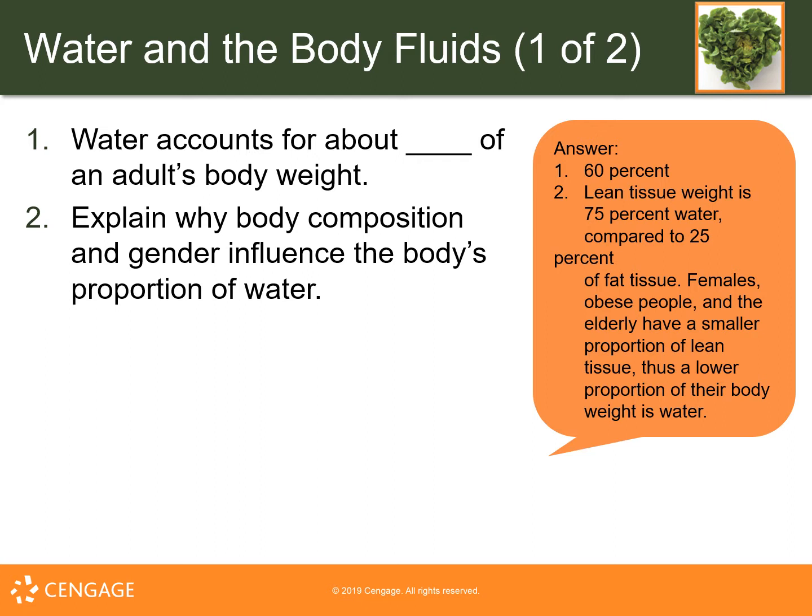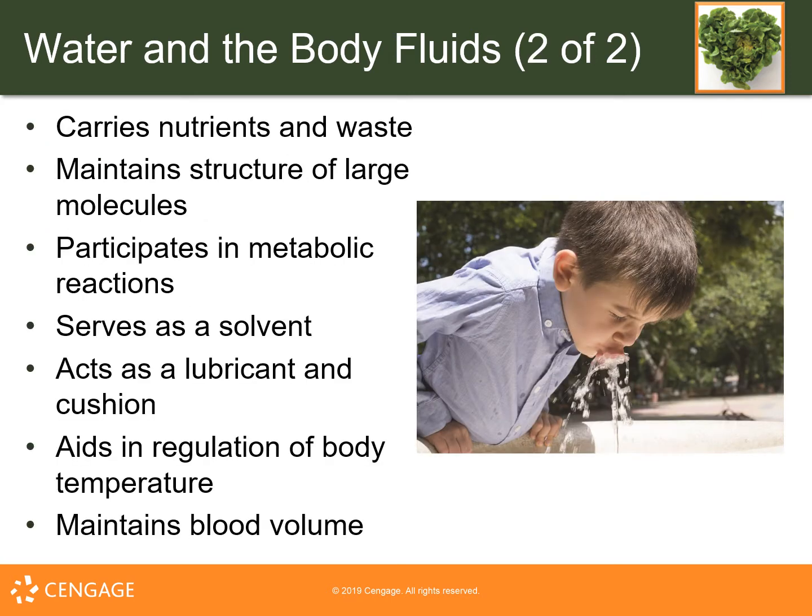Second, here's the explanation. So lean tissue weight is about 75% water compared to 25% of fat tissue. In females, obese people, and the elderly have a smaller proportion of lean tissue. Thus, a lower proportion of their body weight is water.